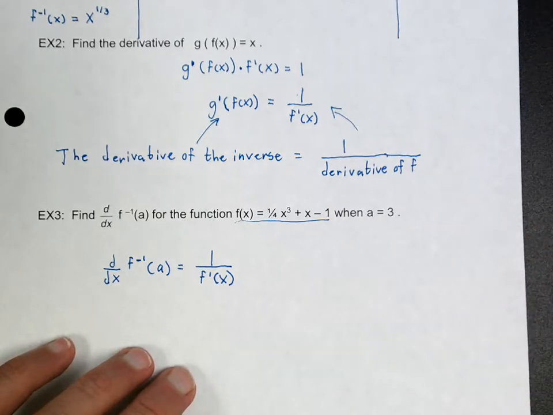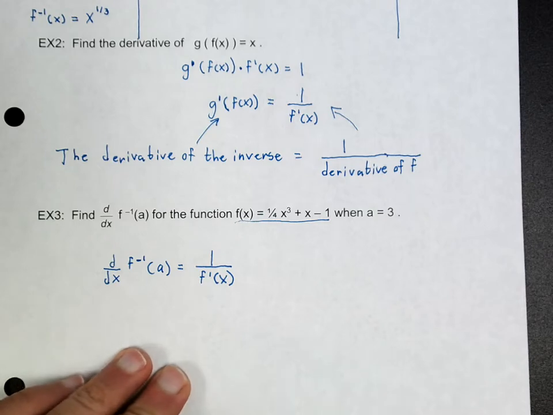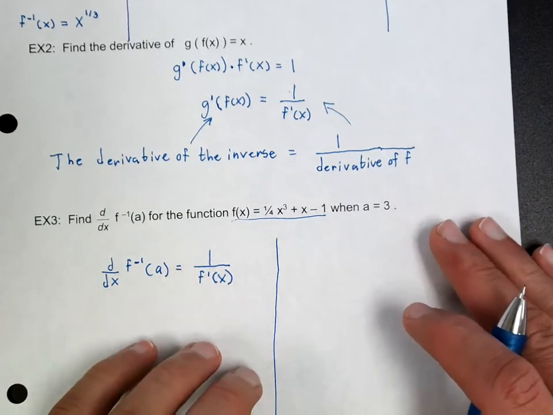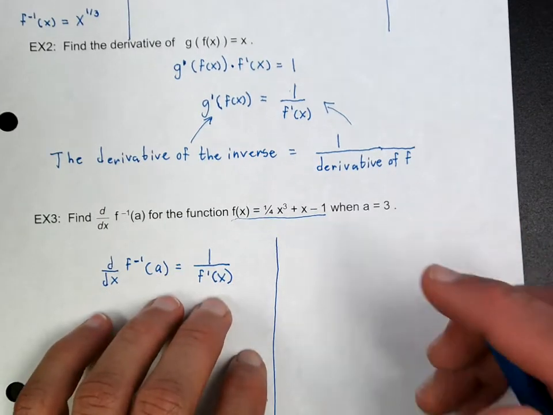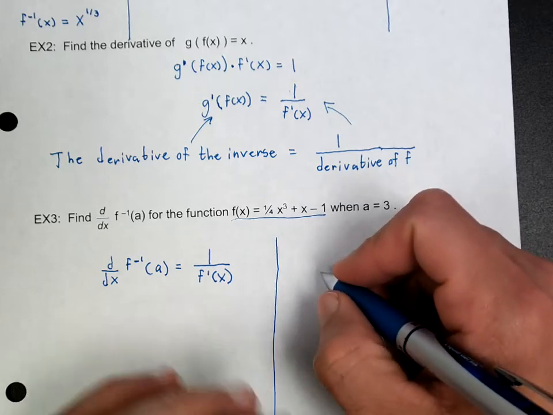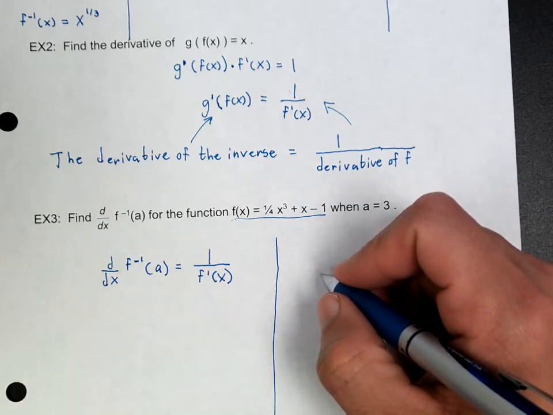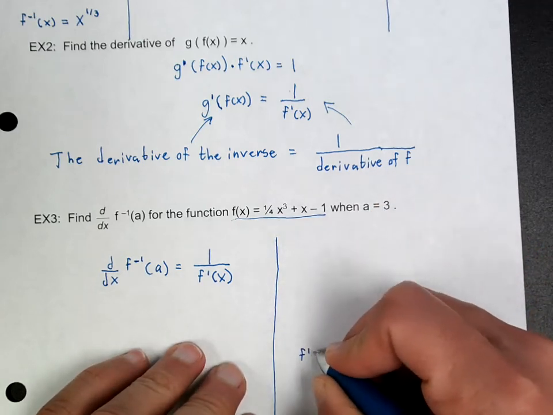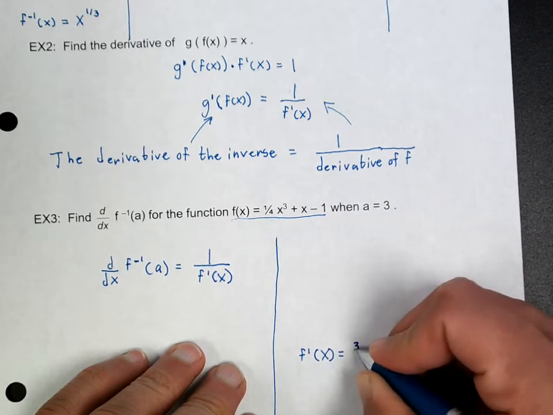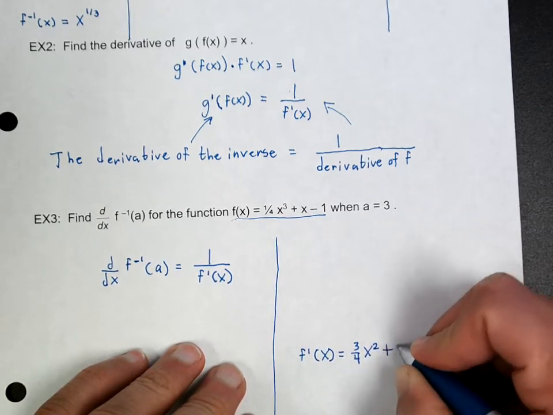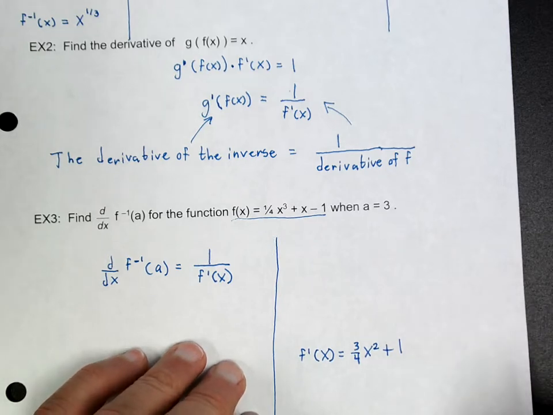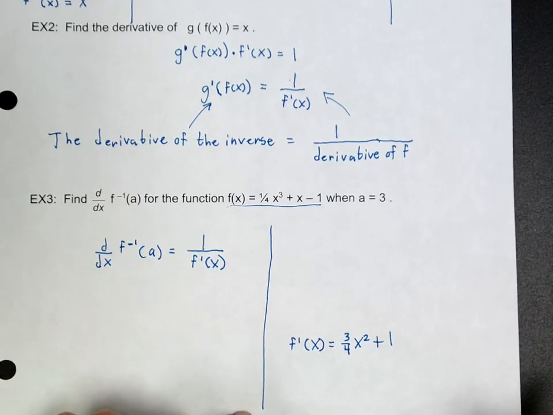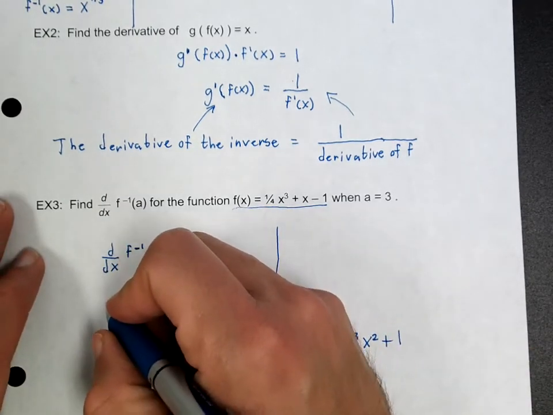Let me just go ahead and, well, when am I going to take the derivative here? I'll come back to this in just a second. I'm going to take the derivative here. This is 3/4 x squared plus 1. Let me at least write that over here.